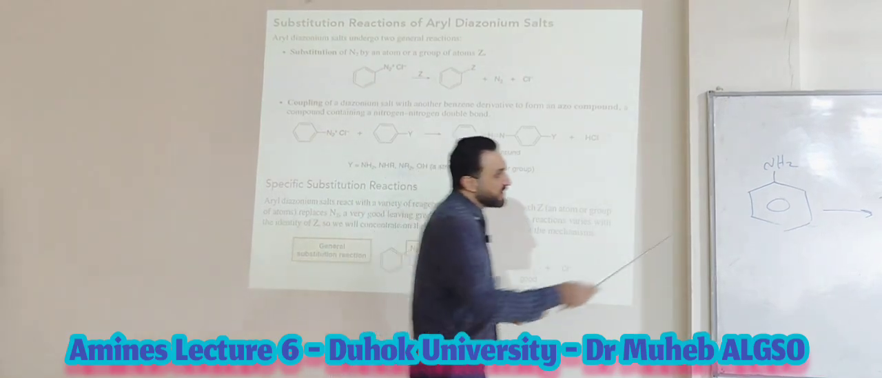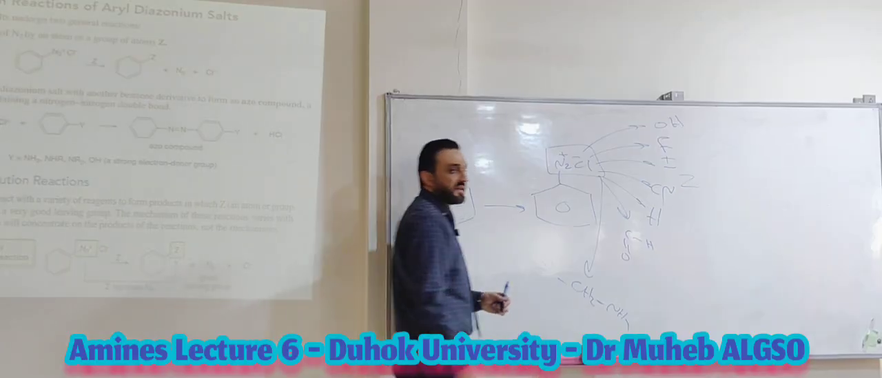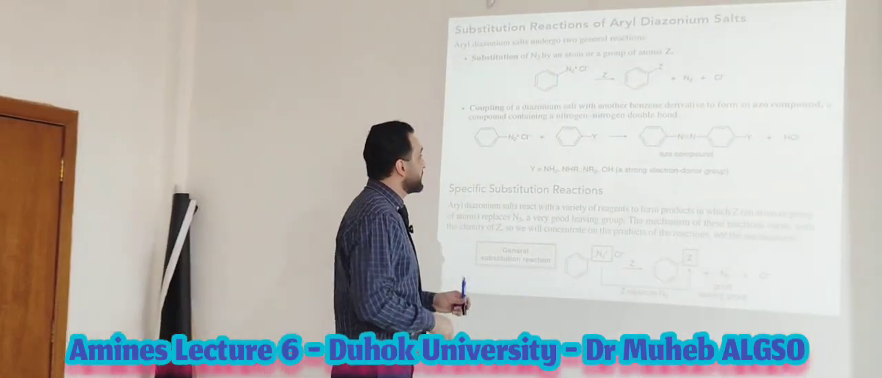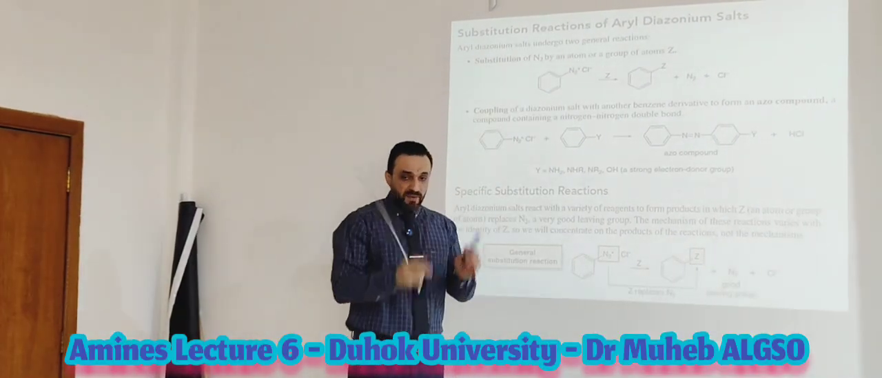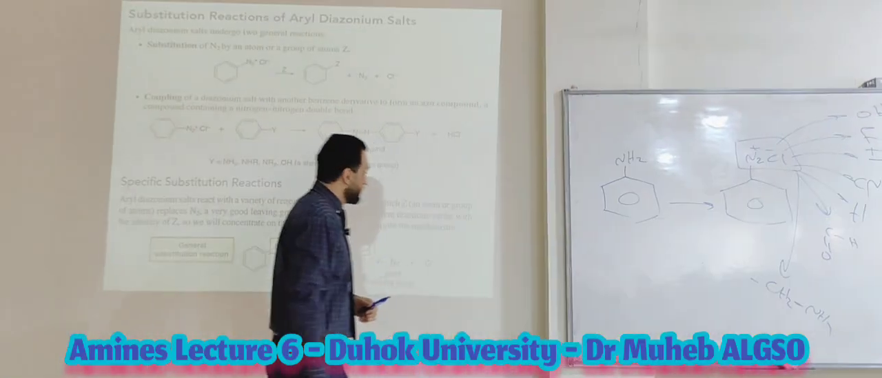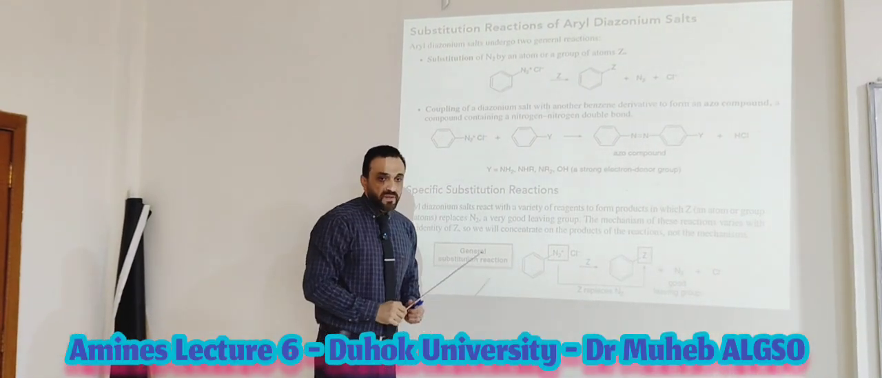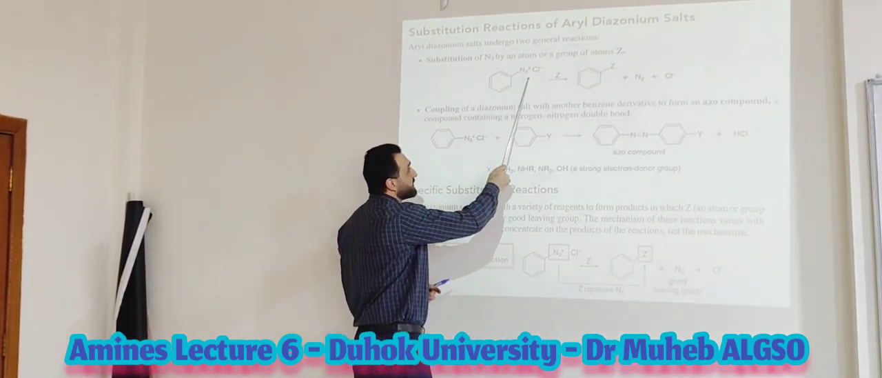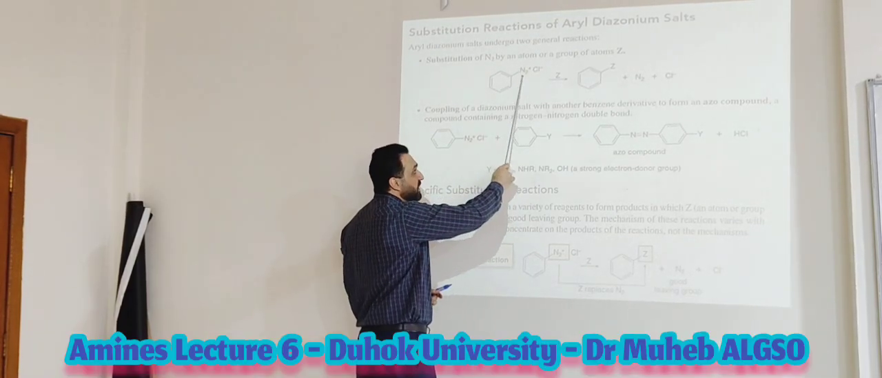So for this reason, diazonium salts are useful, because they can enter substitution reactions to produce another functional group. For this reason, they are important. So aryl diazonium salts undergo two general reactions. Number one, substitution. Number two, coupling. We will talk about number one now. Number one is the substitution reaction. That means we replace the N2+ Cl- diazonium salt group by what?